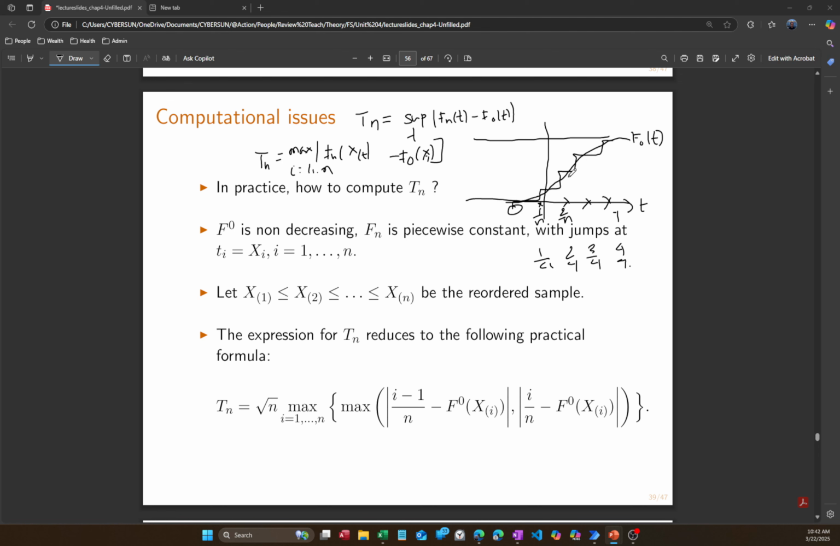Now, we have defined Tn, which is a supremum of the difference between Fn(t) and F0(t). Do you know how to write that? We discussed it in the last session. Think about how to write the Tn.